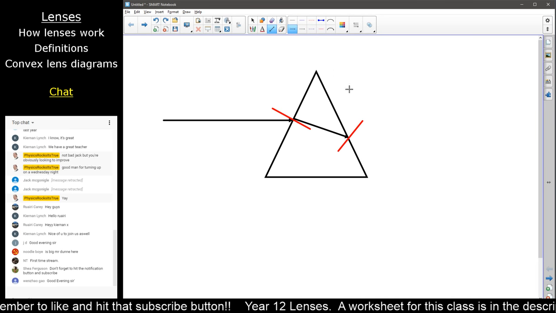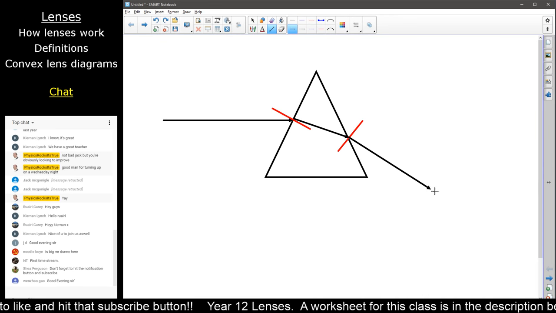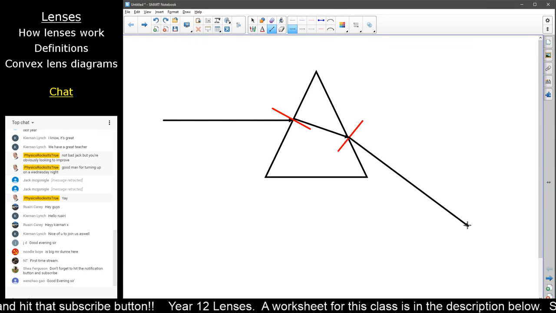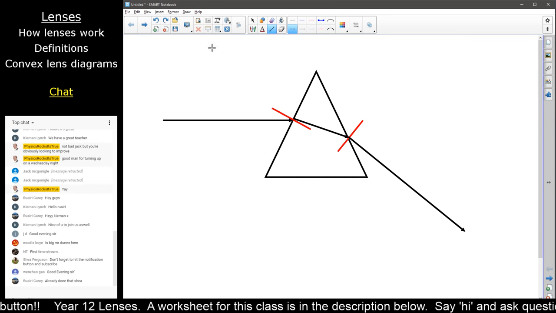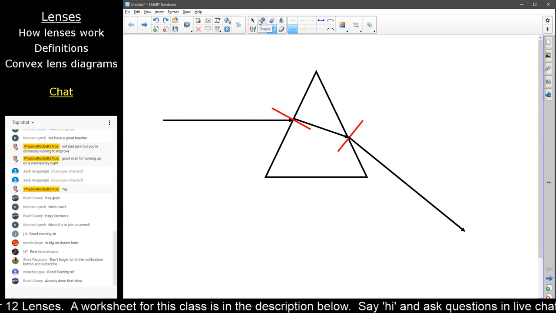If this doesn't make sense to you, and this is your first time here, just pop onto the channel. You'll see last week or 2 weeks ago we did reflection and refraction of light. But if I did this, I get this. I get a bend downwards and a bend downwards again, and that's standard refraction.